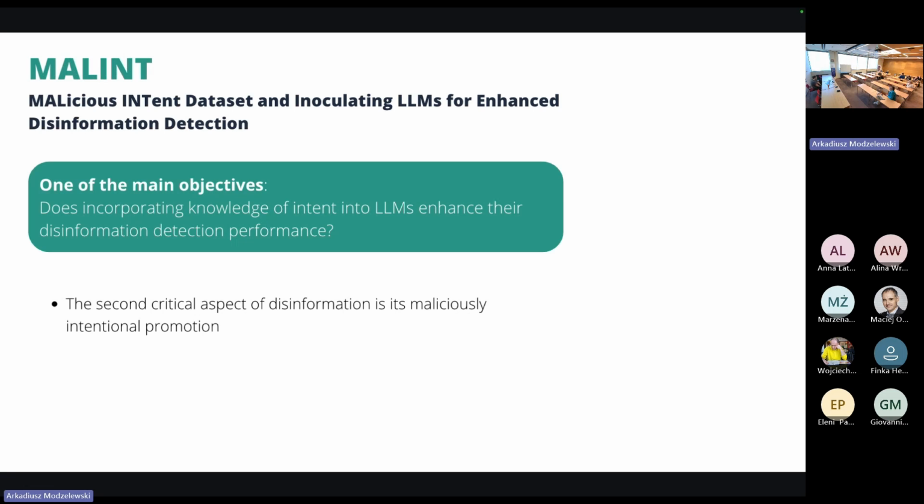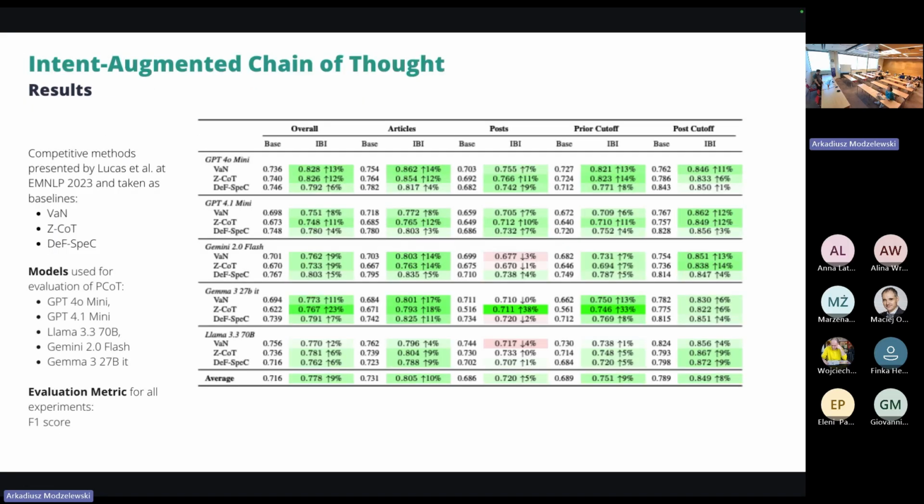So the natural thing which I wanted to do was to check if this also works for malicious intent, because the second critical aspect of disinformation is malicious intention hidden under the disinformation. And it seems that actually it improves. We've done similar experiments, and we show that it improves, but to a lower extent than with persuasion.